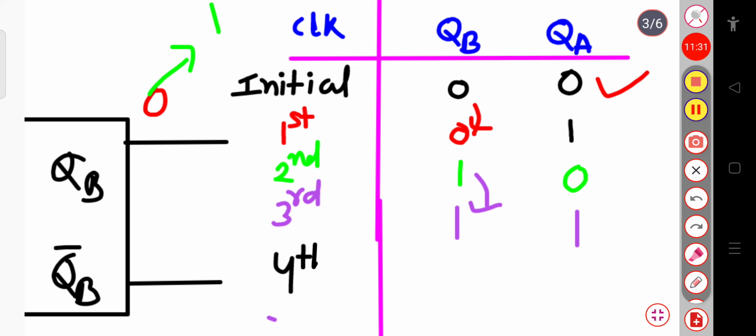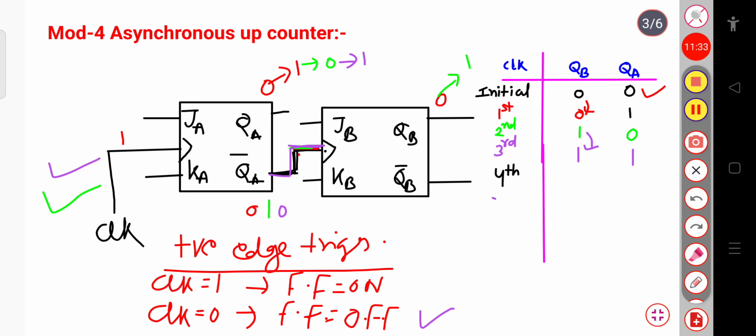Now suppose we take the fourth clock pulse. Now see, when the clock pulse is given here, this is in the toggle condition. Now 1 goes to 0 in the QA. So here I will write 0. Now this QA bar is 1, the complement of 0.